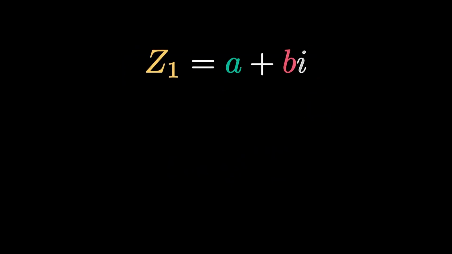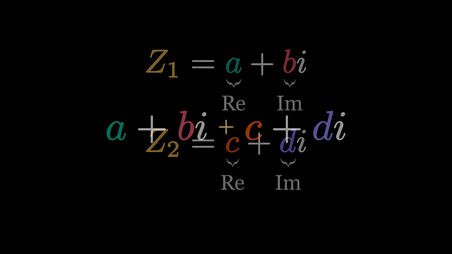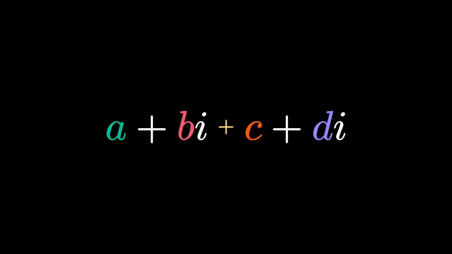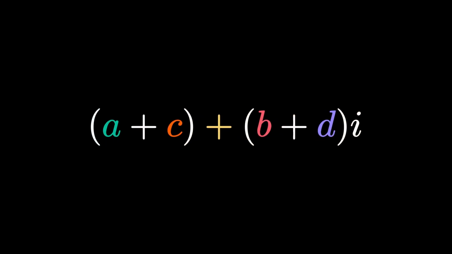Let's say z1 is equal to a plus bi. As before, a is the real part, b is the imaginary part of the complex number, and z2 is equal to c plus di, where c is the real part, and d is the imaginary part of this complex number. When we add them, we have a plus bi plus c plus di. And to add two complex numbers, we add the real parts together and the imaginary parts together.